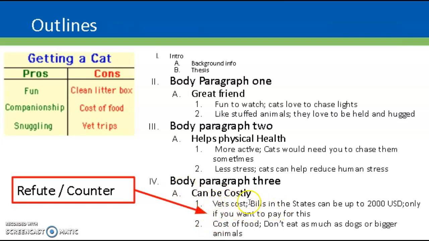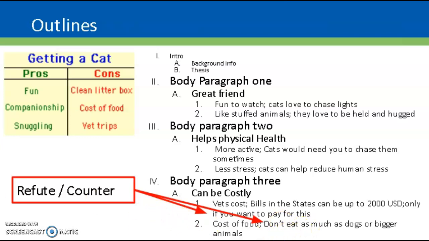So vet cost, and then what would you say to counter that? You know, only if you want to pay for this. So this is basically saying that, yeah, they cost a lot of money, but some people, you don't have to pay for that. You know, you can choose to go to the hospital or not take your cat to the hospital. And here's another refutation. So the cost of food is expensive, but we can say that, you know, they don't eat as much as dogs or bigger animals. So, I mean, compared to other animals, they're cheaper.